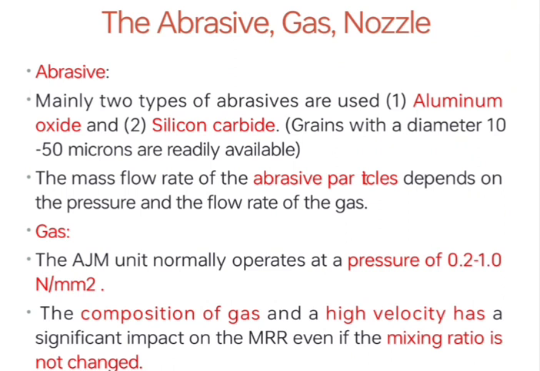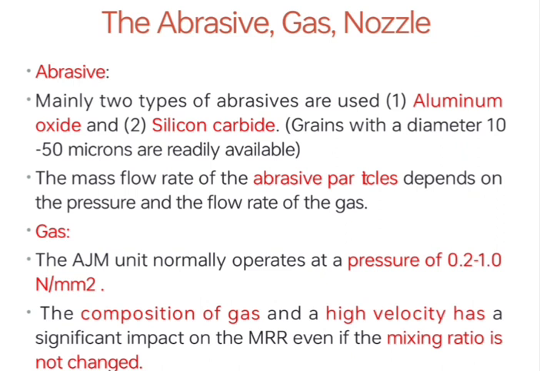First one, abrasive. Here the main abrasives are classified into two types: aluminum oxide and silicon carbide. Grains with diameters of 10 to 15 microns are readily available for the aluminum oxide and silicon carbide abrasives. The mass flow rate of the abrasive particles mainly depends on the pressure and flow rate of the gas.